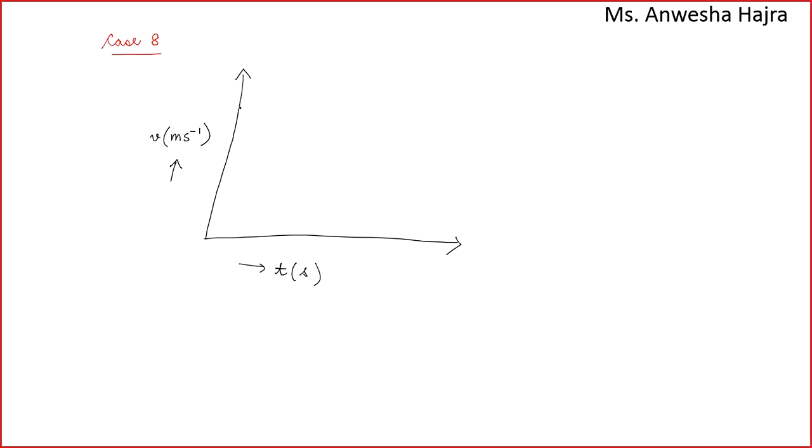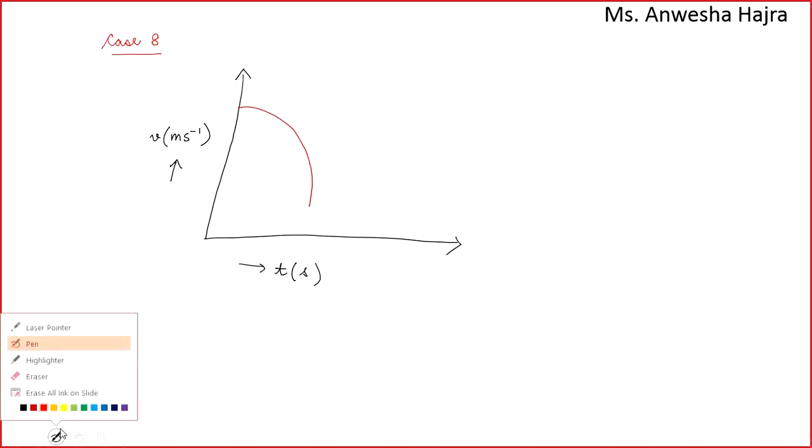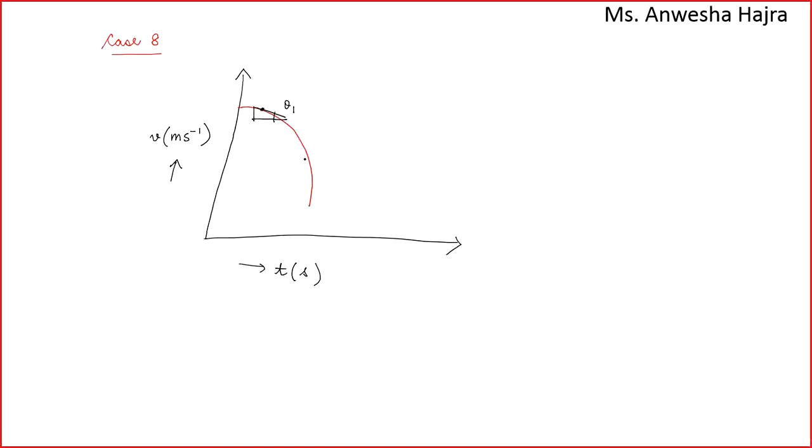Suppose you have a graph like this. What does it mean? See, the slope gives us acceleration. This angle is theta 1. The angle is increasing. Slope is increasing.